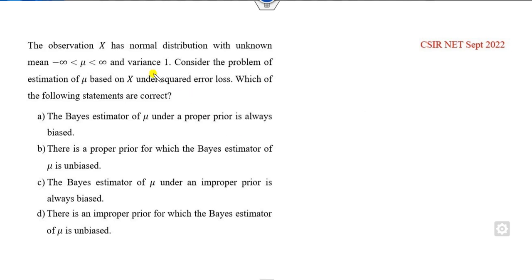Okay, look at this another one. X follows a normal distribution with unknown mean mu, variance is 1. Consider the problem of this form. Prior is not given to you. Then the Bayes estimator of mu under the proper prior.